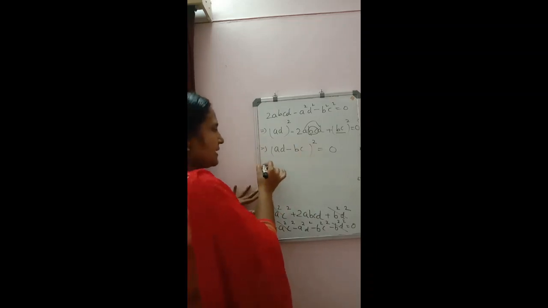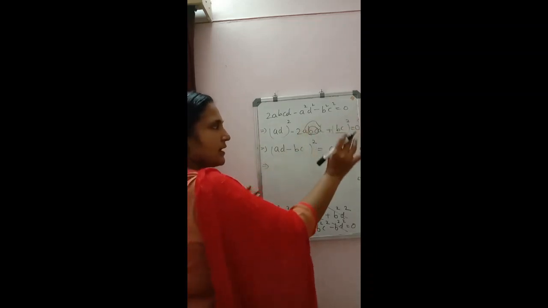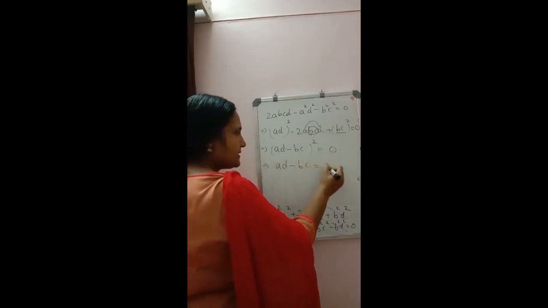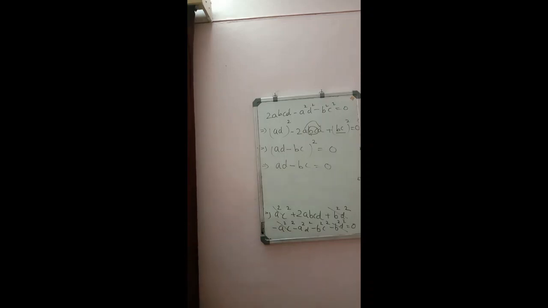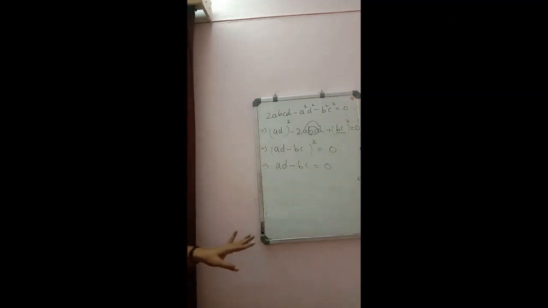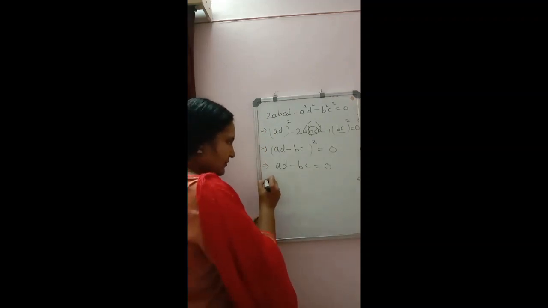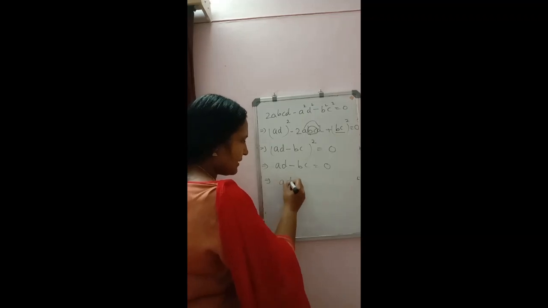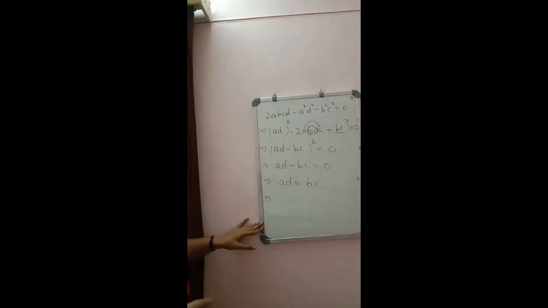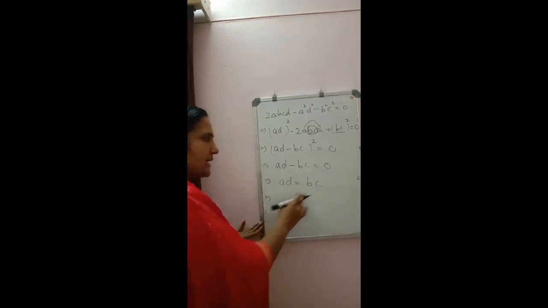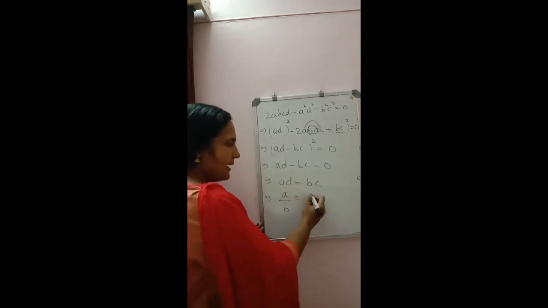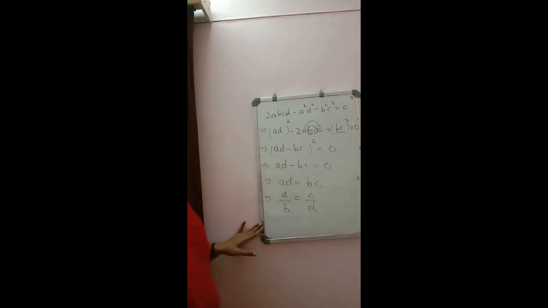The square we can shift to the right hand side. The opposite of square is square root, and the square root of 0 is 0 only. So we will get ad − bc = 0. Now we will rearrange according to what we have to prove. We have to prove a/b = c/d. So we can shift −bc to the right hand side, so it will become ad = bc. Now in the proof we want a/b, so shift b to the left hand side. b is multiplied, so when you change the position, it will get divided. a/b = c/d.